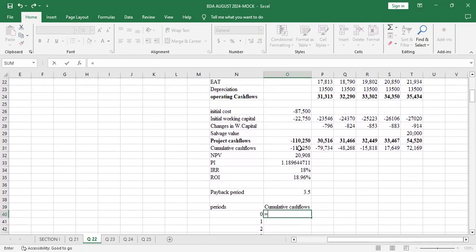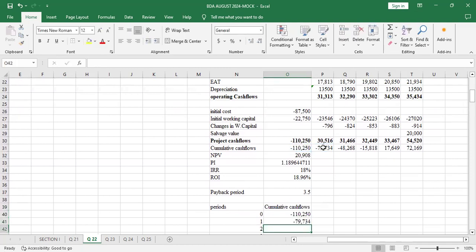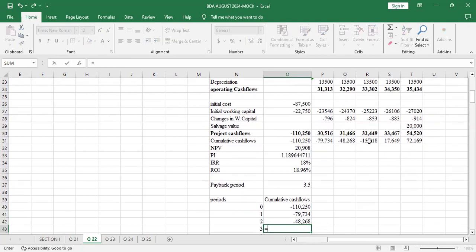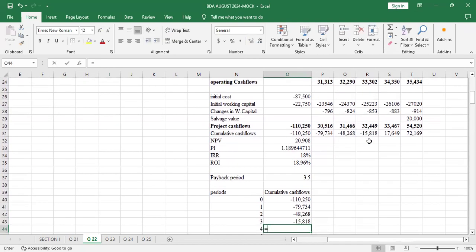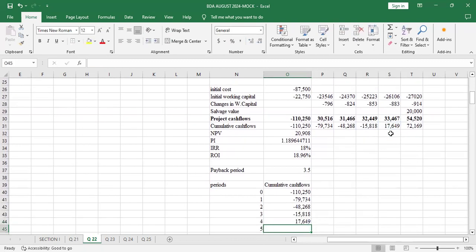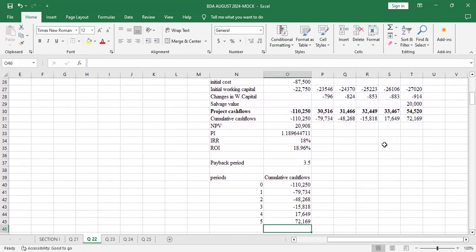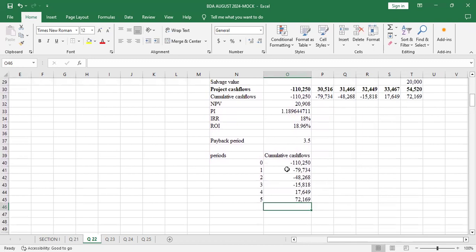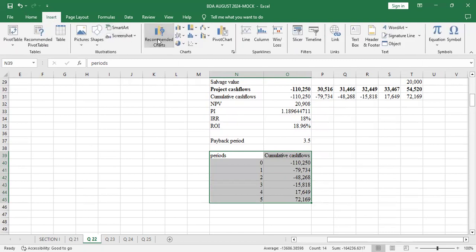Then for each year, we have the cumulative cash flow. I'll just select them here: that, then for the next year that, and for the next year that, until the last year. With this information, you select all this, go to insert, and then go to recommended charts.